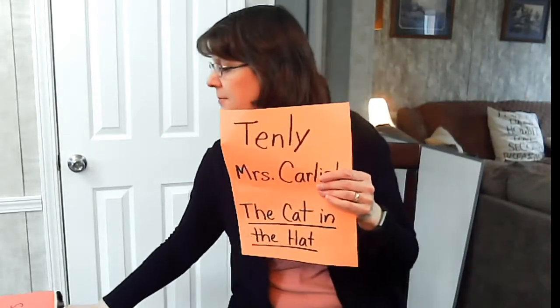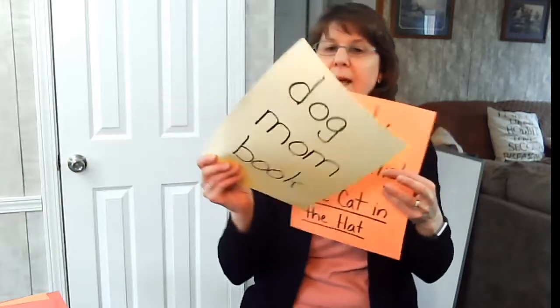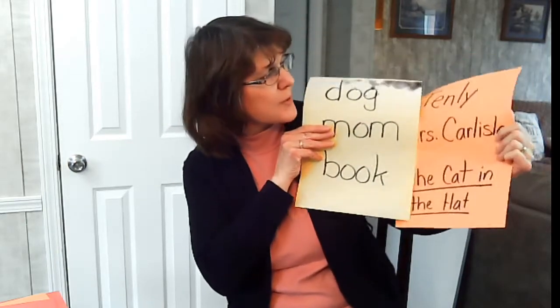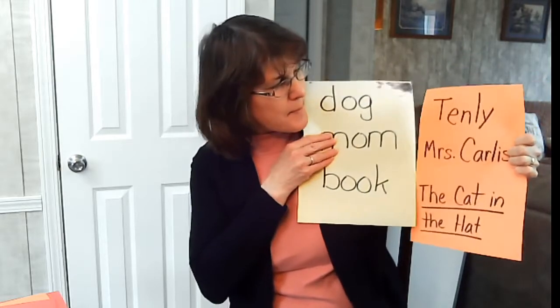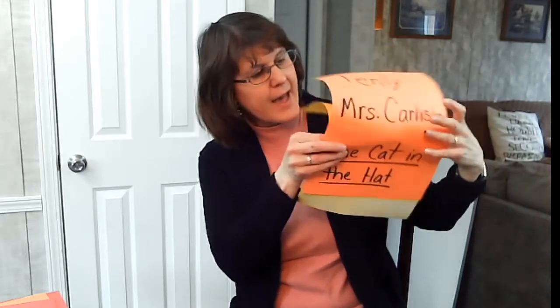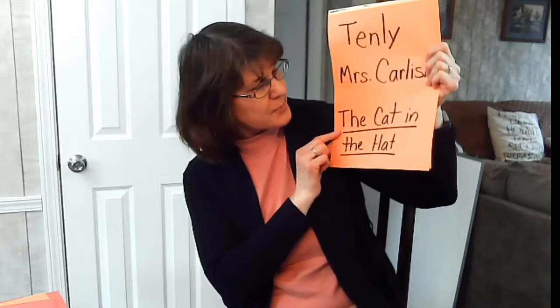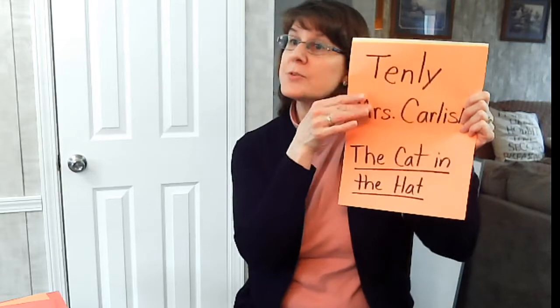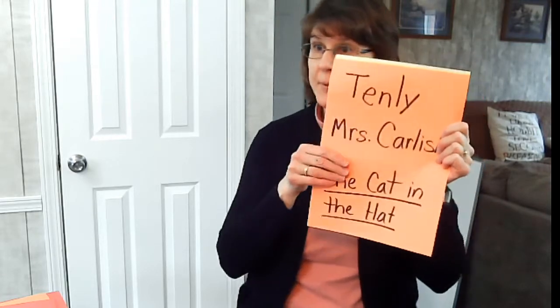And then my other examples, if I go back to my common nouns, I had dog, mom, book. Now to go with those, my dog would be Tenley. My mom, her name would have been Mrs. Carlisle. You can see I used capitals for her. And in the example of the book, I put The Cat in the Hat, and of course I capitalized the important words. And we always underline the title of the book. But those were proper nouns that I used a capital for.